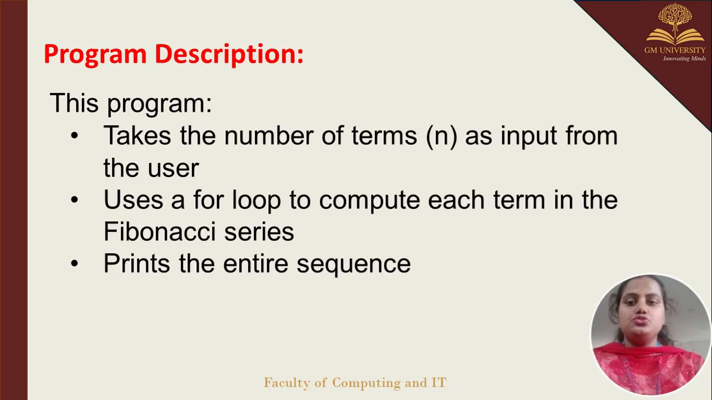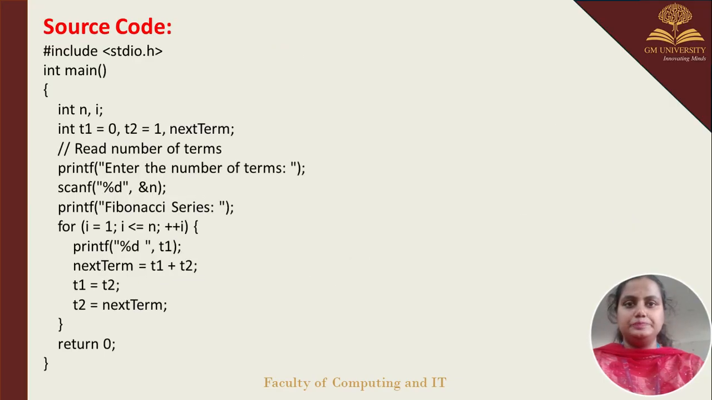The program description of this problem is: in this program, we take the value of n from the user. Then we use a for loop to print the first n Fibonacci numbers. The logic uses three variables, that is t1, t2 and next term. t1 is for the first term, that is 0. t2 is for the second term, that is 1. Next term is for storing the sum of the two previous terms.